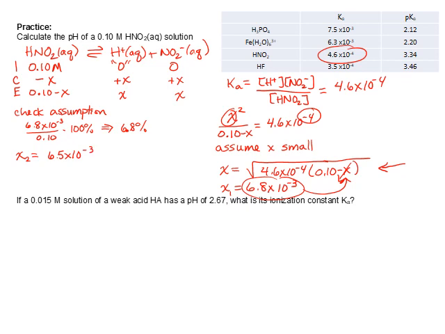We want to keep doing this until our answer converges. So this time, we'll put 6.5 times 10 to the minus 3 in here for x. And this time we get 6.6 times 10 to the minus 3. Doing it one more time gives back 6.6 times 10 to the minus 3, showing that our answer has converged.